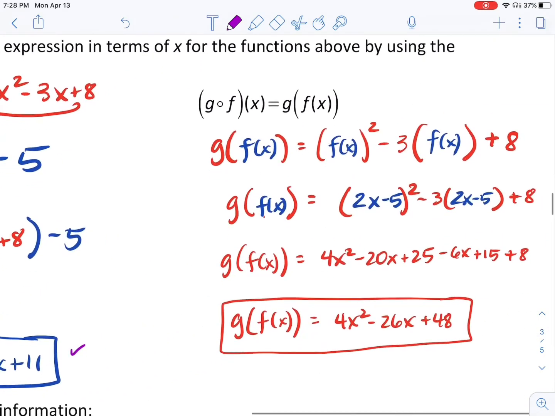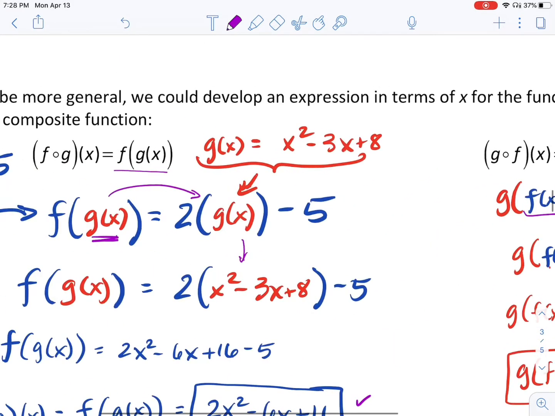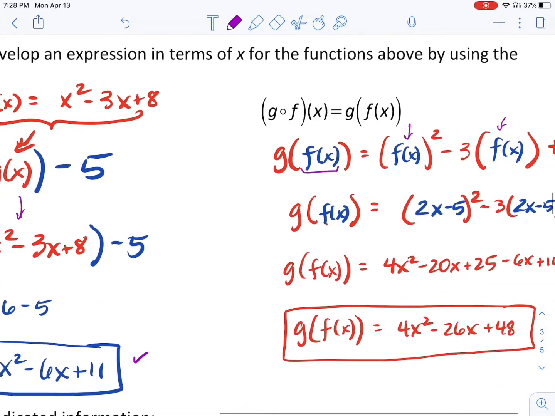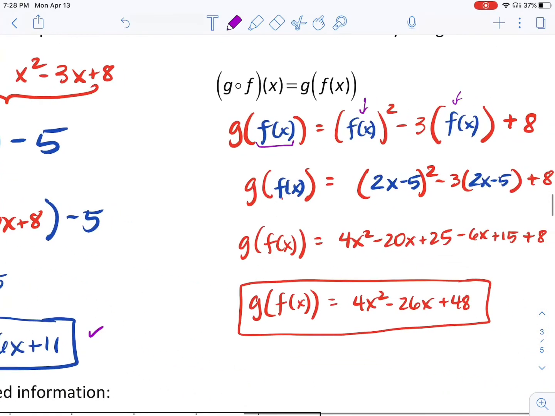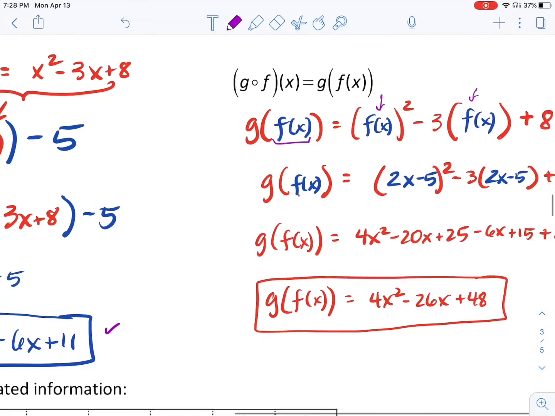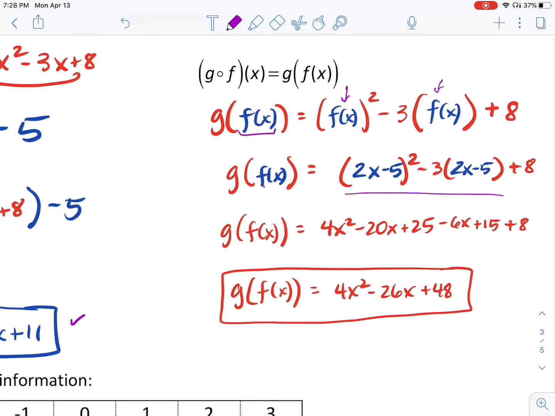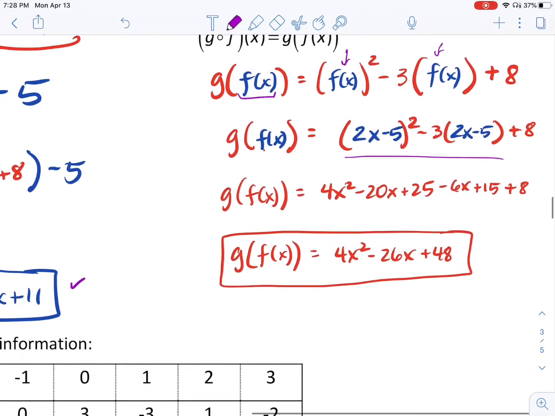The same goes for g of f of x, that I can find g of f of x by taking f of x and substituting it in anywhere where an x would be in the equation g of x. And from there, substituting f of x into the expression in this step, and then simplifying as much as possible to get g of f of x.